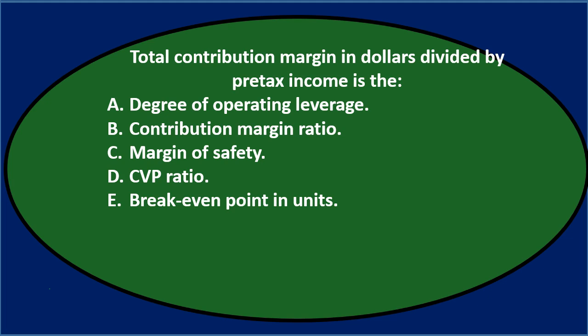First question, total contribution margin in dollars divided by pre-tax income is A, degree of operating leverage, B, contribution margin ratio, C, margin of safety, D, CVP ratio, E, break-even point in units. Let's go through this again and use the process of elimination.